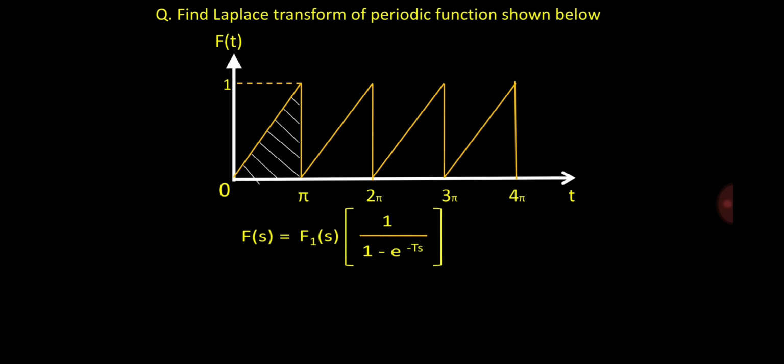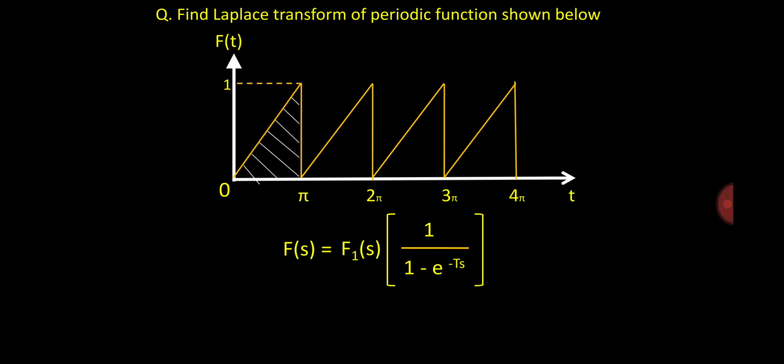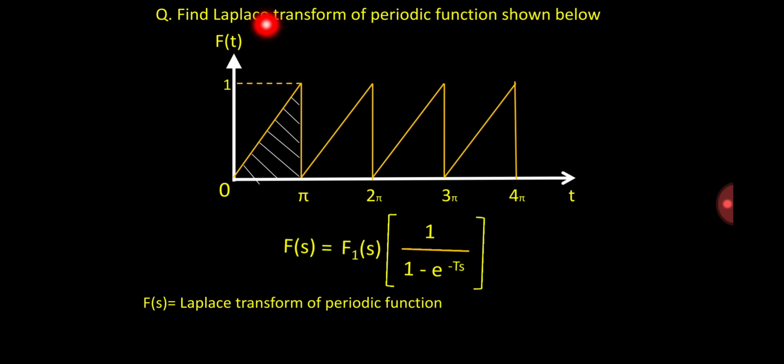The Laplace transform of a periodic function is given by F(s) is equal to F1(s) into 1 upon 1 minus e to the power minus Ts. So what is F(s)? F(s) is nothing but the Laplace transform of the periodic function. F(s) is the Laplace transform of the whole periodic function.